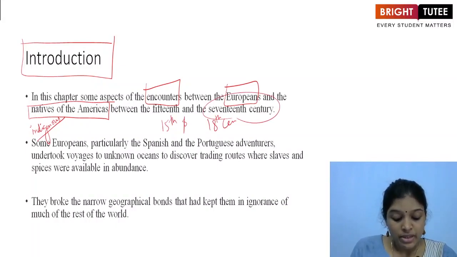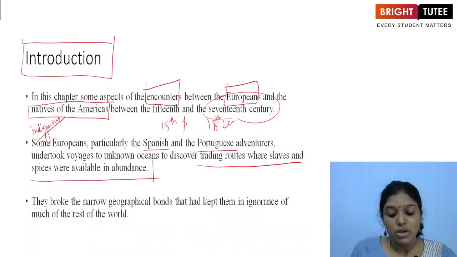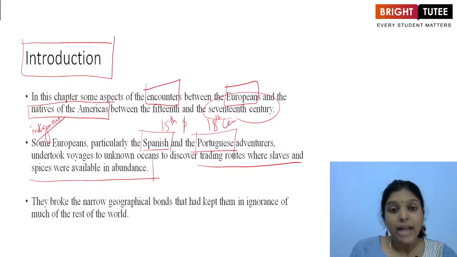And obviously the time period is between 15th and 18th century in broad, but the main focus will be till 17th century. And some Europeans, particularly the Spanish and the Portuguese, undertook voyages to unknown oceans to discover trading routes where slaves and spices were available in abundance. So here this whole discovery of new continents and trade with them is started by Spanish and Portuguese, and it's only later that other European countries or nations follow this trend, which is started by nations like Spain and Portugal.